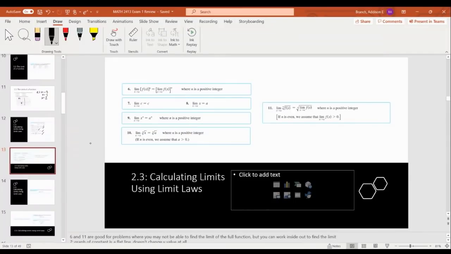When you think about that, the graph of a constant is literally just a flat line, so it doesn't matter where you are when you take the limit. It's just going to be that same constant value. The limit as x approaches a of x is always going to be equal to a. That's essentially just the y equals x line, where everything is completely one-to-one.